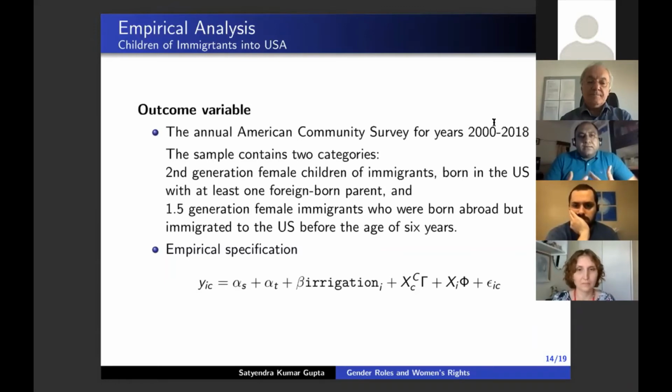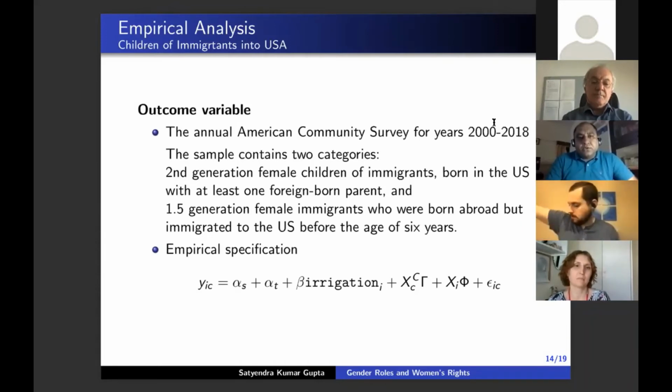So these are the immigrants who were born outside the USA, but they immigrated to the USA when they were kids. So using this sample, sorry, I will put the table here. So we found similar results: the people who have immigrated from the countries where the irrigation potential is high, the females from those communities are working less in the US as well, after controlling for all the state effects and the country effects and all those things.